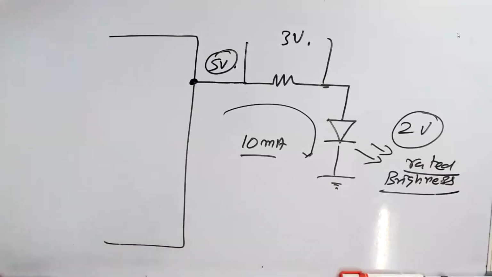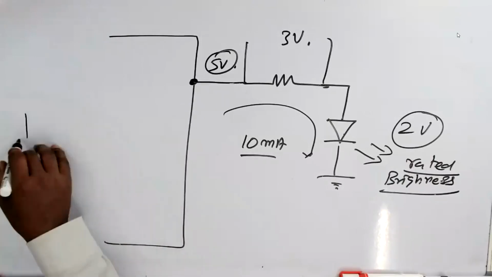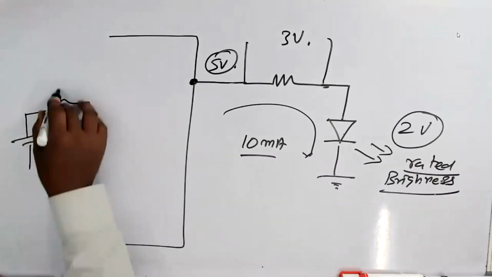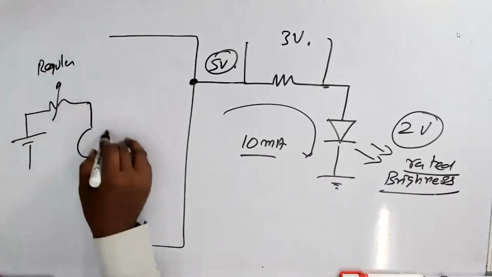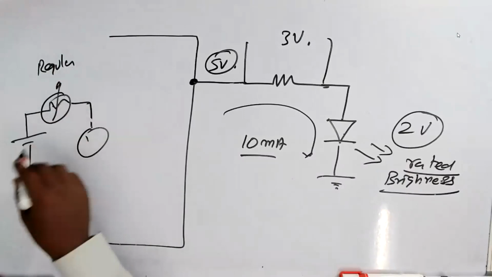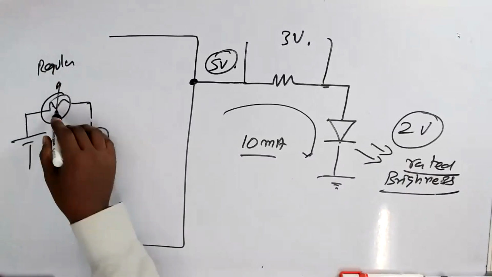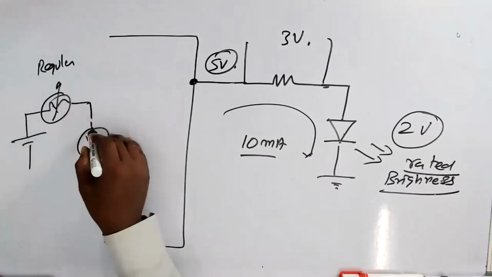Now, the trick here is, what we generally do is take a battery and put a variable resistor, called a regulator, and change the resistor. When I change the resistor, the voltage across it should change. How? That is the trick.